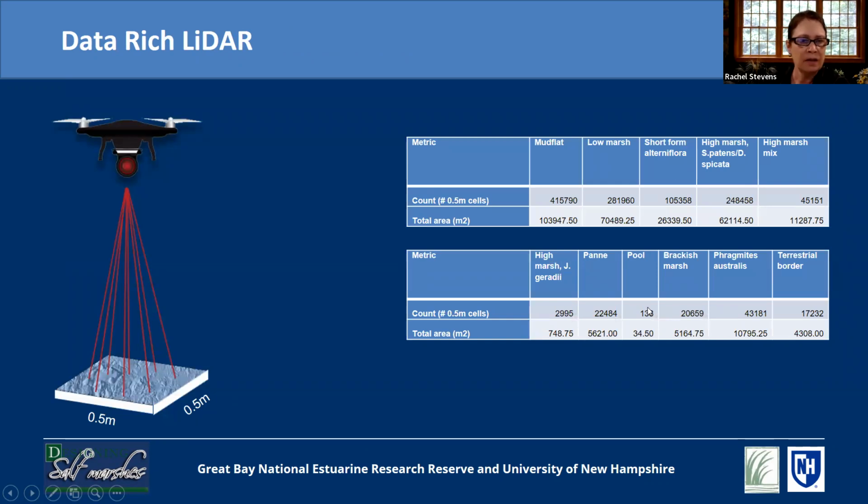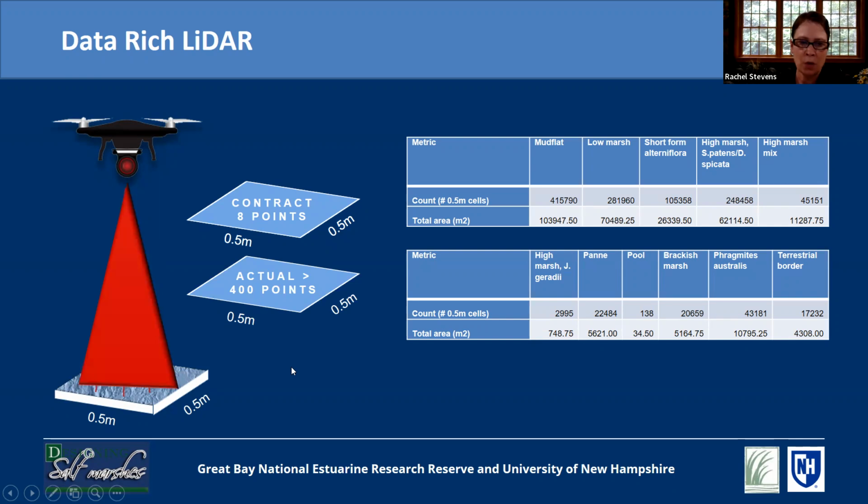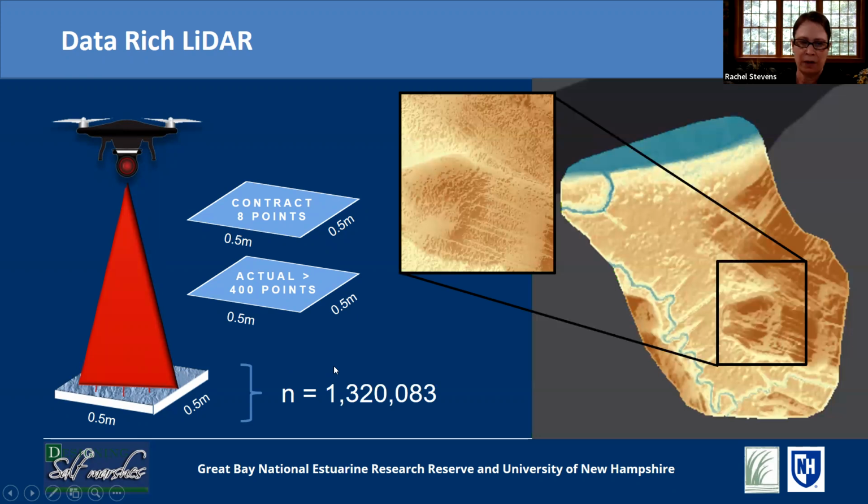So our land cover data, we did a field accuracy assessment and it actually comes out at 92% accuracy, which is really impressive. And then our LiDAR data is really information rich as well. It was collected in the form of 1/2 meter resolution bare earth digital elevation model. So each of these tiles, the contract for the LiDAR actually asks to have a minimum of 8 LiDAR point returns for each of these 1/2 meter tiles. But what we actually got was over 400 points per tile. So these bare earth elevation models are really super accurate.